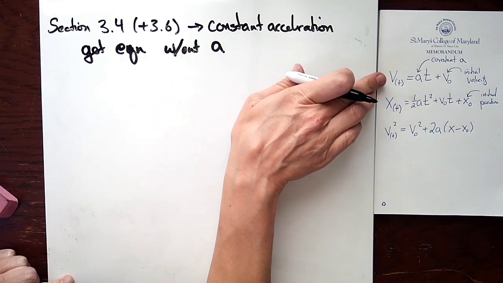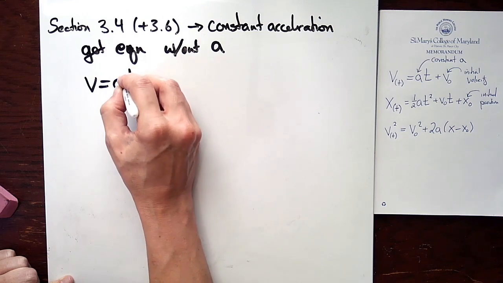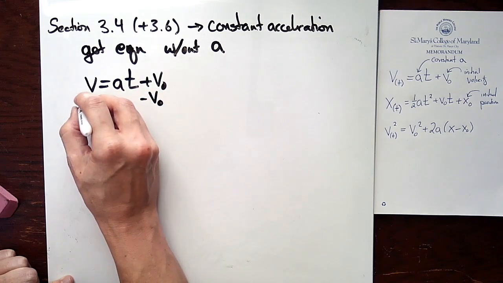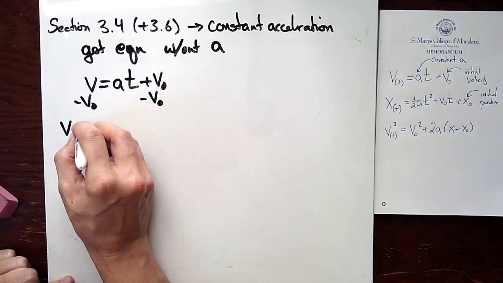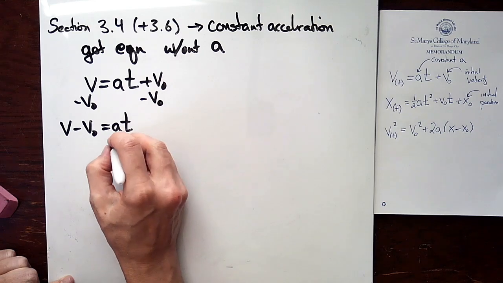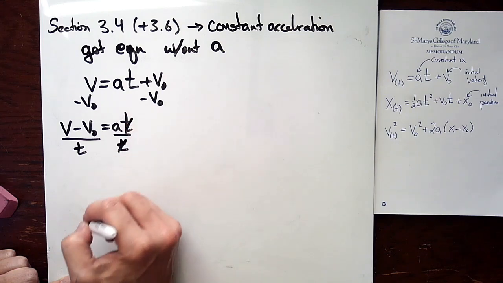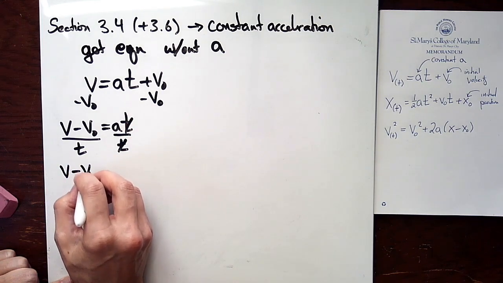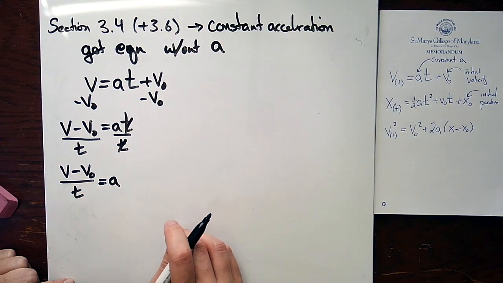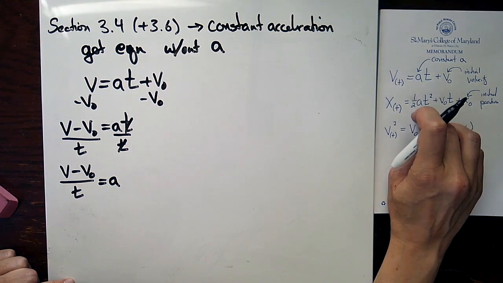So let's solve this first equation for a. We have v equals acceleration times time plus the initial velocity. Subtract the initial velocity from both sides. We'll get v minus v naught equals a times time. Now we're solving for a, so we can plug it in to a second equation. So we're going to divide by t. Time will cancel on this side. We'll get the difference in velocity over time. That's equal to acceleration. Let's plug it in to this guy right here.